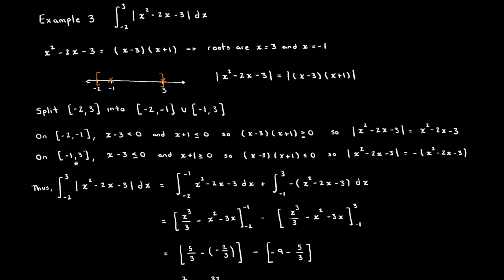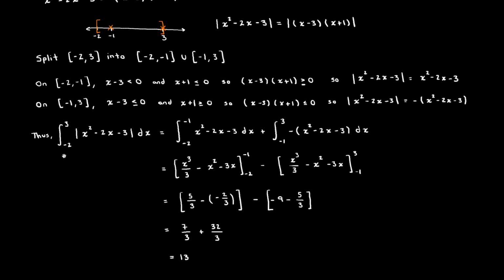Similarly, let's do an analysis on the other interval from -1 to 3. Well, once again, we are less than 3. Since we're less than 3, x minus 3 will be negative. And x plus 1 will be positive in this case because we are bigger than -1, right? This will be positive as long as we're bigger than -1. So when I take the product of these two factors, I have a negative and a positive. So their product will be negative. And so therefore, the absolute value of the quadratic in this case, if I want to drop the absolute values, I have to multiply by a negative sign.